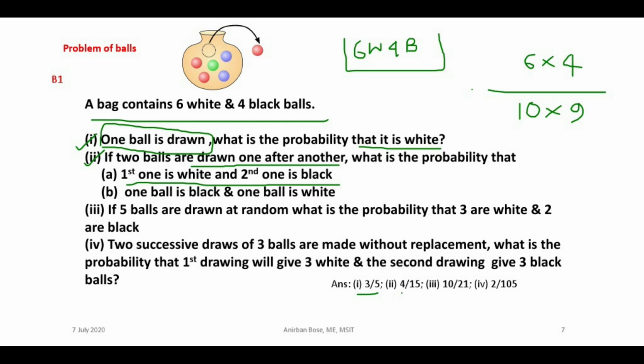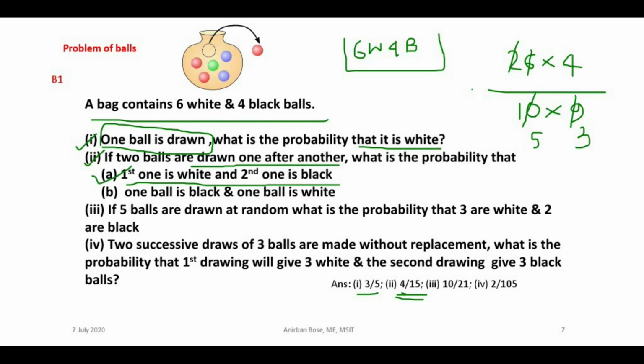Now if you simplify, what will be the answer? You just check. Here you see, by 3 it will be 3, by 3 it will be 2, it is 5, so it is coming 4 by 15. So this is the answer of the first one.